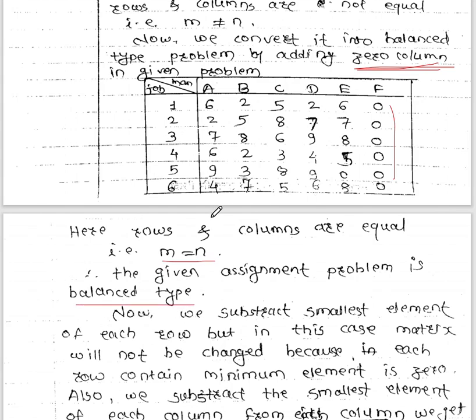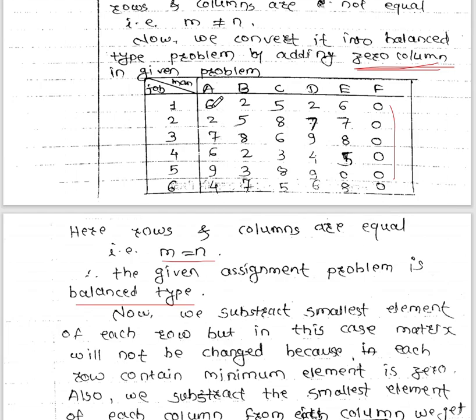Now we have to make the assignment. For that we want at least one 0 in each row and in each column. If you observe this table, there is at least one 0 in each row, first row, second row, third row, fifth row and sixth row, because we have already added the zero column or dummy column. So we skip this step. Now we want at least one 0 in each column.